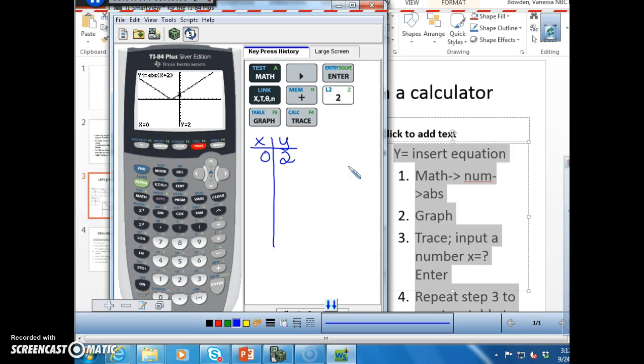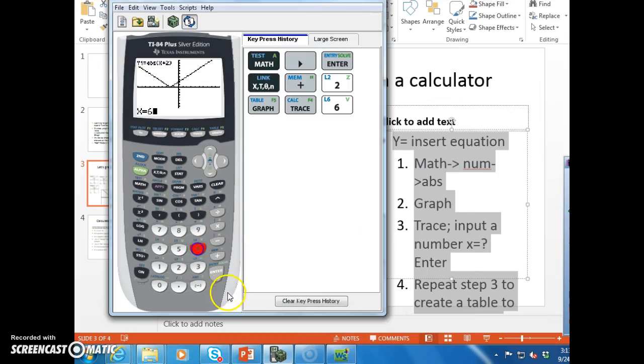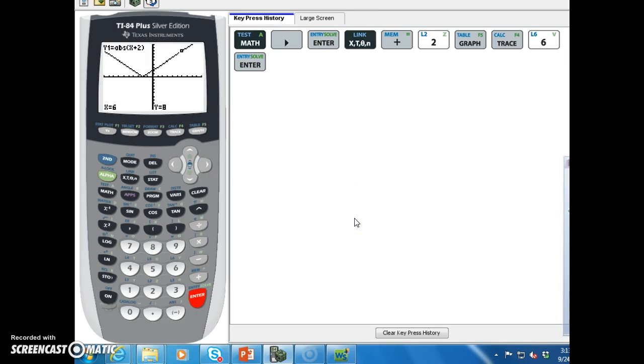Maybe I want to get some more points. Give me another x value. 6. So I hit 6, enter, and so we get 6, 8 is a point, and I can grab it. And it also shows me where it is, so I have a less likelihood of making a mistake plotting the point. Okay. So 6, 8 is a point.